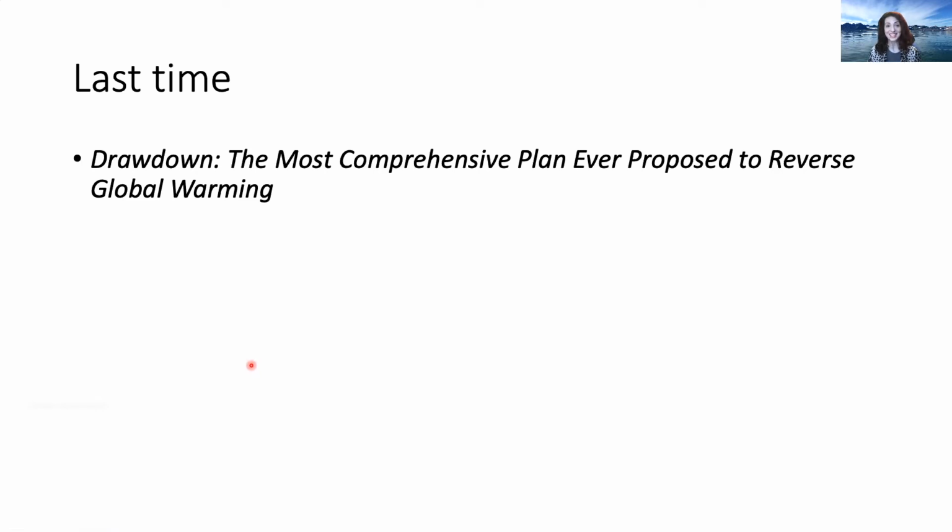Welcome to week 9. Last week during week 8, we watched a lecture and a sit-down discussion with the author, Paul Hawken, of the book Drawdown, the most comprehensive plan ever proposed to reverse global warming.